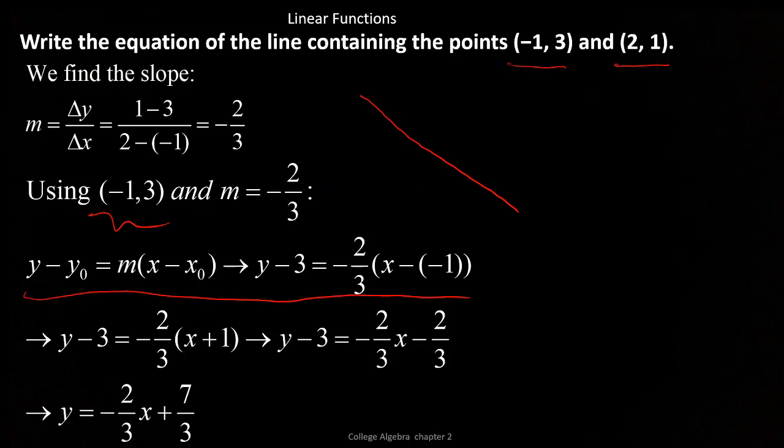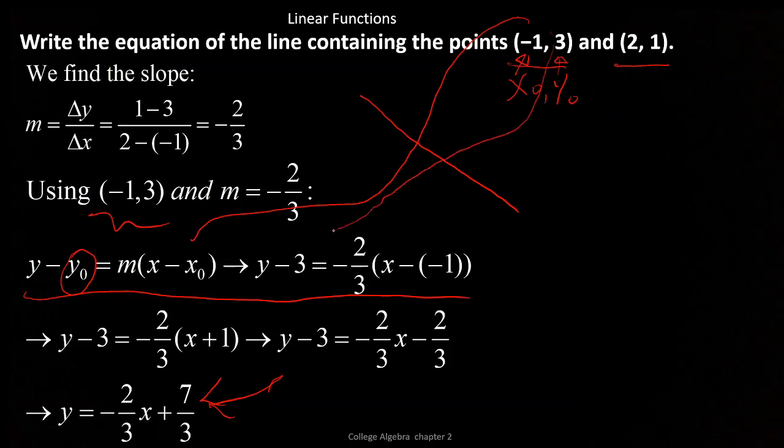right? And we can simplify it and write it this way. So here we assume this one is x sub 0, y sub 0. So y sub 0 is 3, and x sub 0 is negative 1. We're going to substitute these in the right places, right? So now y minus 3 equals negative 2/3, which is m, times x minus negative 1. Remember, there is a minus in the formula. We have to keep that. And x minus negative 1 is x plus 1. So we get this equation.